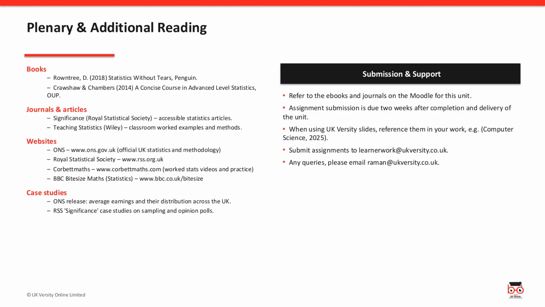To consolidate the distributions, Crawshaw and Chambers works through the binomial and normal in careful detail, while Rowntree gives an intuitive feel for why the bell curve turns up so often. Corbett Maths and BBC Bitesize both have clear worked examples on the empirical rule and z-scores if you'd like more practice. Try sketching a normal curve for a data set you know, marking on the 68 and 95% bands, and you'll really cement how the mean and standard deviation shape it. Well done for making it through the unit.